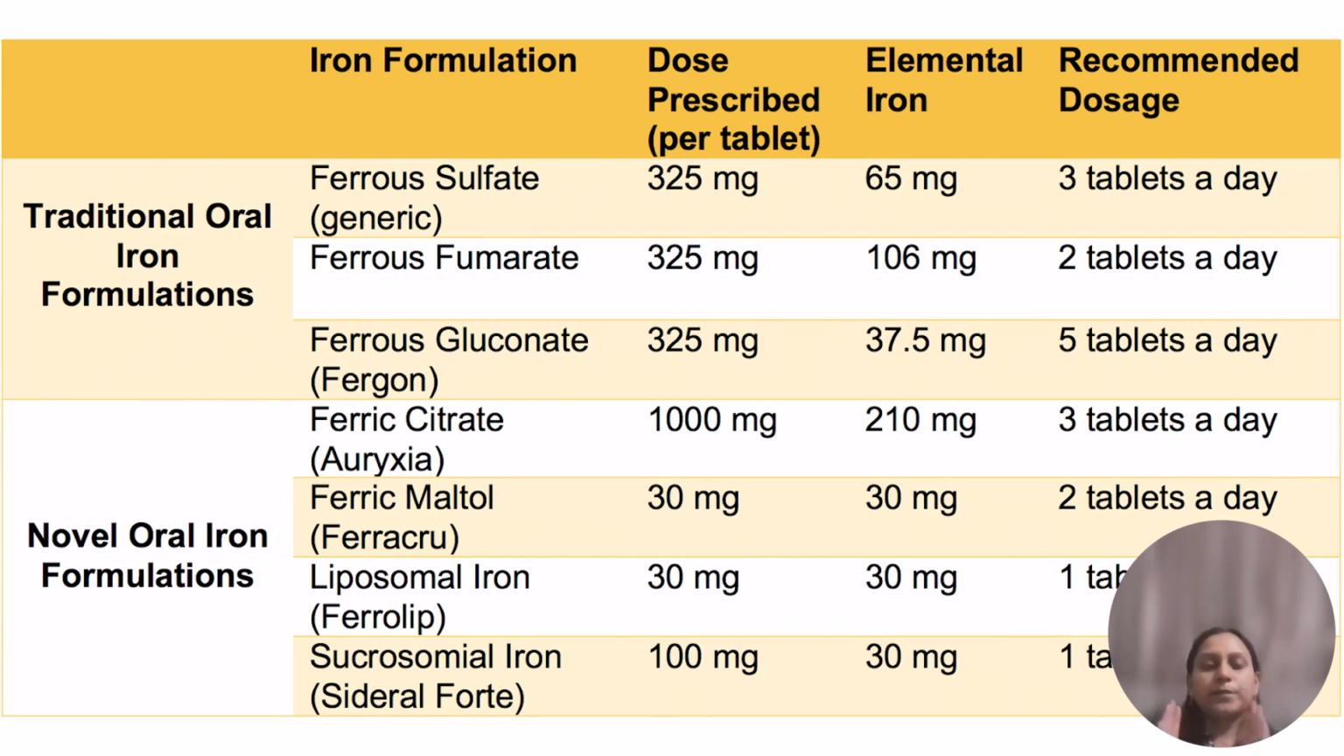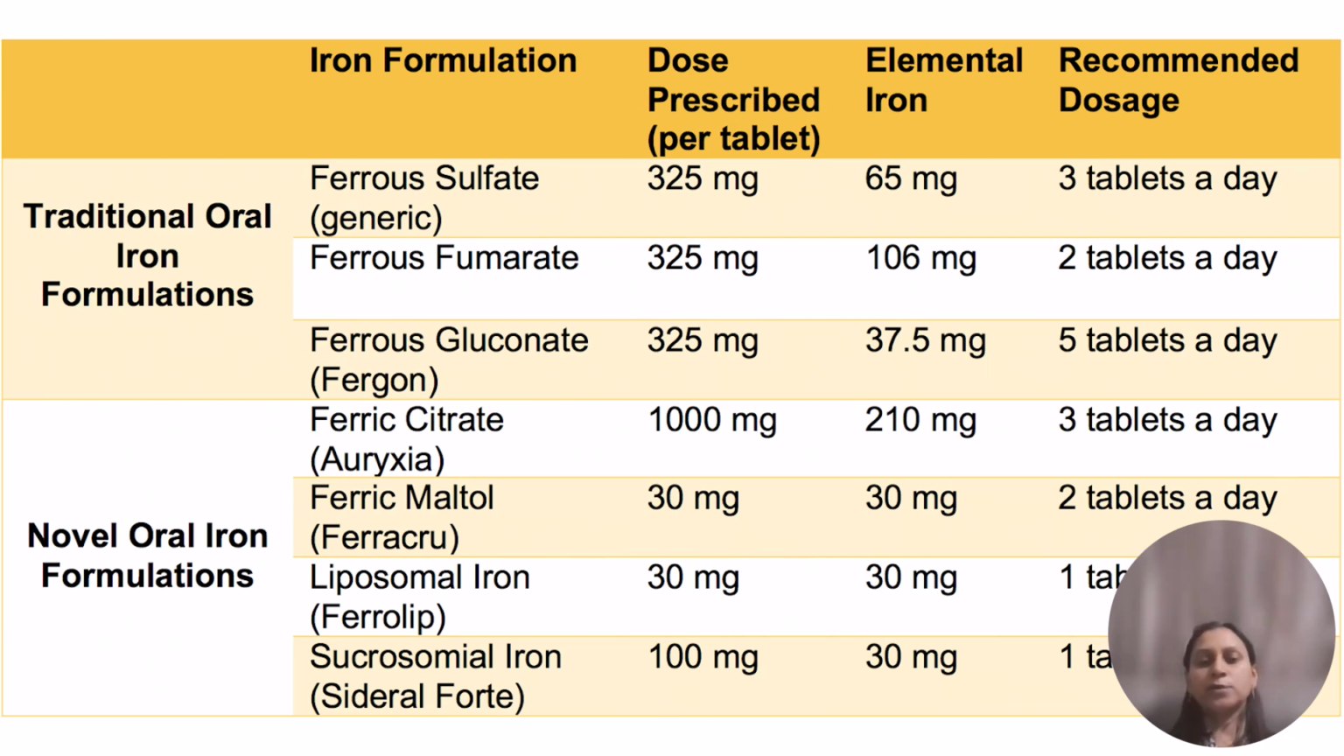So there are various oral iron formulations that are available. You can see here that there are some traditional oral iron formulations and novel oral iron formulations. The traditional ones are ferrous sulfate, ferrous fumarate, ferrous gluconate. 325 milligrams of ferrous sulfate has 65 milligrams of elemental iron. So approximately you need 200 milligrams of elemental iron per day. So that would mean that you have to prescribe 3 tablets per day.